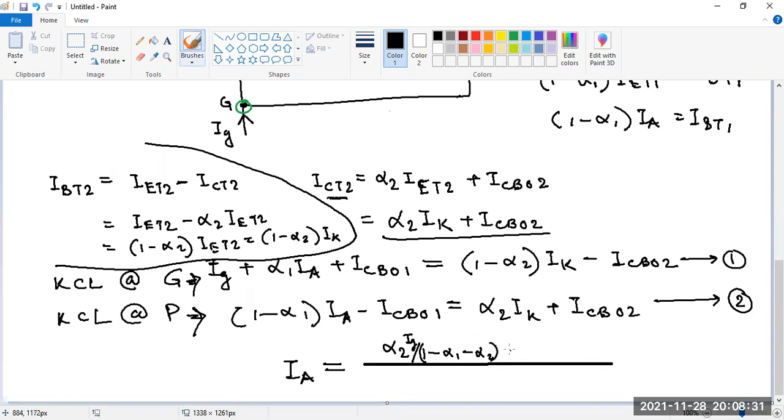The whole thing, then plus ICBO1 plus ICBO2, and the denominator is 1 minus alpha 1 minus alpha 2. 1 minus alpha 1 minus alpha 2.